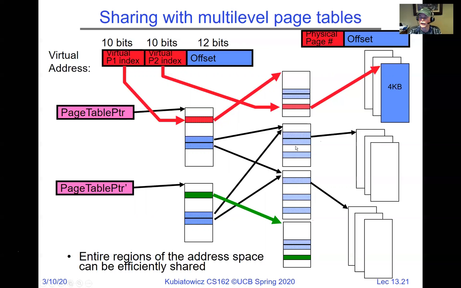And this is how we can do all sorts of complex sharing, potentially also during fork. We can set this up so that we copy only the top level pages, which could point at all the second level ones, rather than having to copy all the bottom level ones.